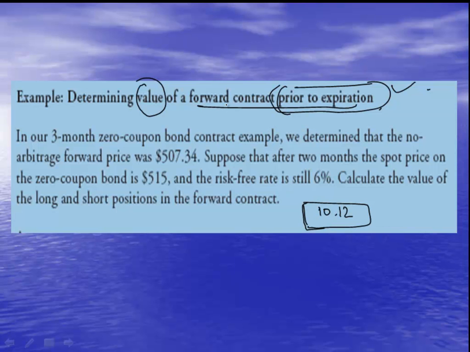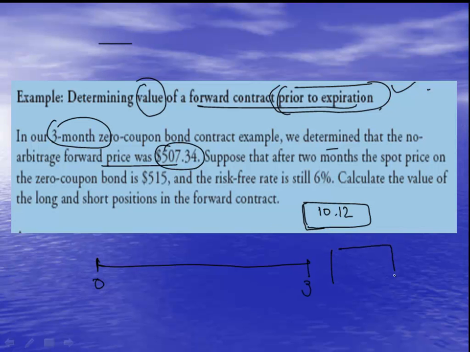So again, the intuition is that this is where I am currently. This is time 0. This is the original expiry or maturity of the contract, which is time 3. We determined that the no arbitrage price was 507.34. So I have a right, assuming long side, to buy at 507.34. After 2 months, the spot price of the bond is 515. So we are at the end of 2 months here. Price is 515. We want to know that being on the long side, have we made any profit or not? And if we've made profit, what is the value of those profits?